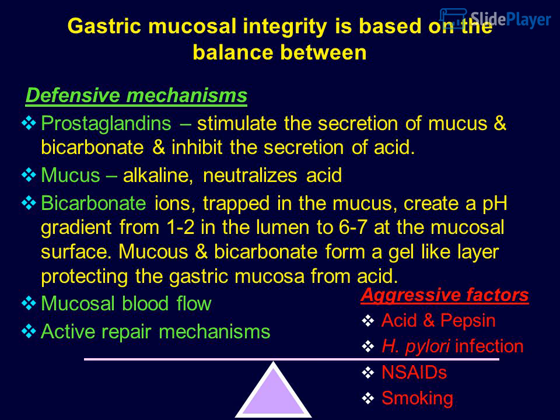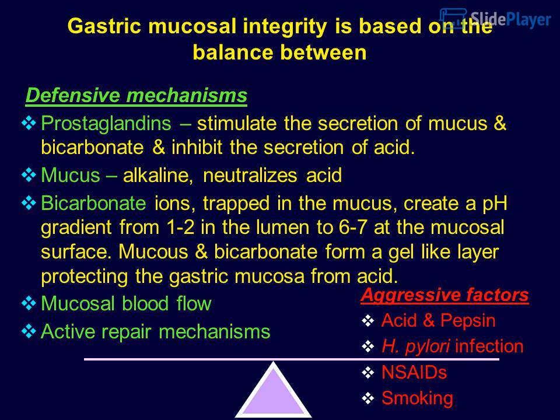Gastric mucosal integrity is based on the balance between defensive mechanisms and aggressive factors. Prostaglandins stimulate the secretion of mucus and bicarbonate and inhibit the secretion of acid. Mucus, being alkaline, neutralizes acid. Bicarbonate ions, trapped in the mucus, create a pH gradient from 1 to 2 in the lumen to 6 to 7 at the mucosal surface. Mucus and bicarbonate form a gel-like layer protecting the gastric mucosa from acid.